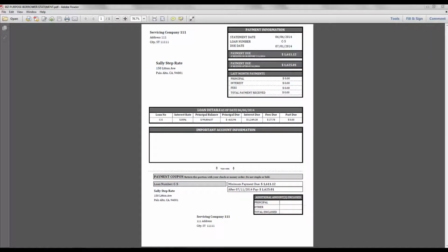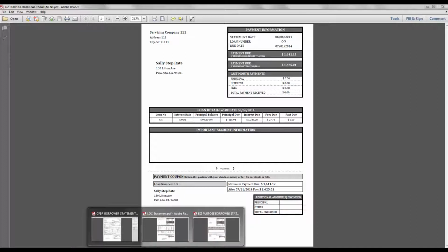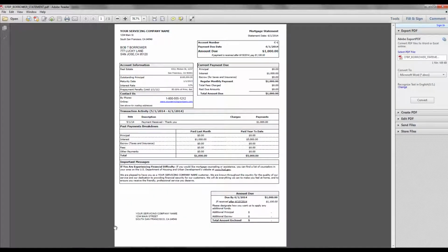If you're going to send out a regular statement to your borrower so they can return a payment to you, that borrower statement might look different for the different kinds of loans that you may be doing. I have 3 examples here of different kinds of borrower statements. The one we're looking at now is a CFPB compliant borrower statement.